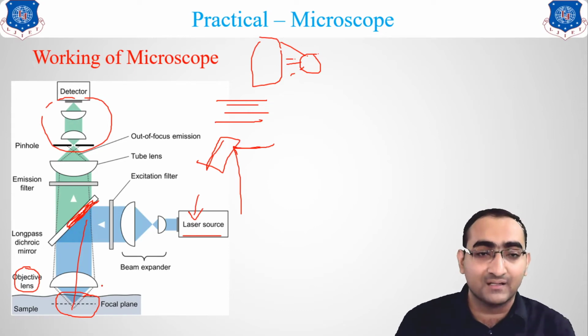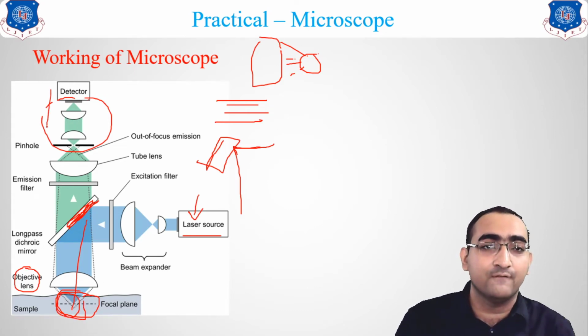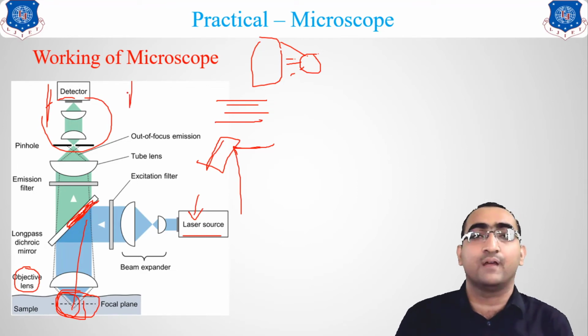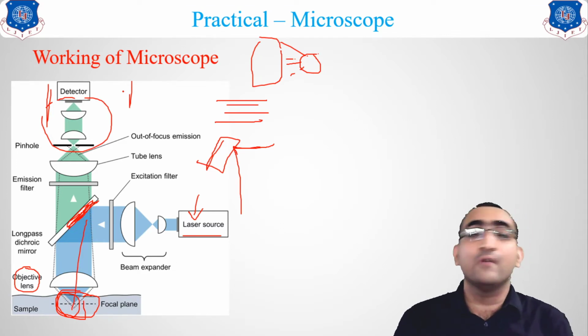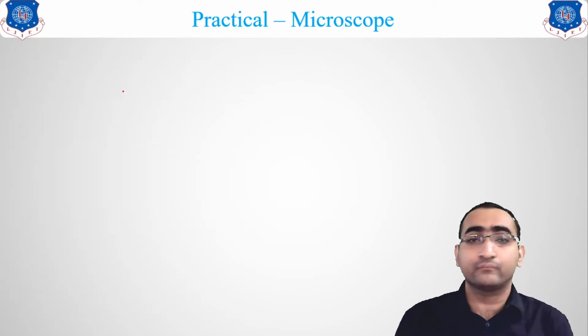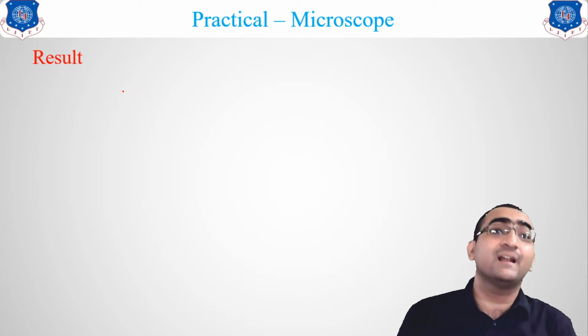That means you can see that only this much of the sample will be viewed over here in this way. That is known as magnification, and in this way we can go for viewing under the microscope. So now let us discuss the result, how we can see.